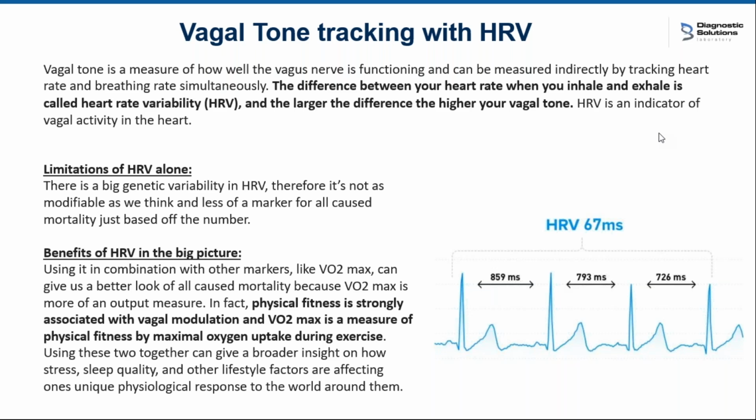And it can be measured indirectly by tracking HRV, or heart rate and breathing rate simultaneously. So the difference between your heart rate when you inhale and exhale is called heart rate variability. And the larger the difference, the higher your vagal tone. So we can use HRV to give us insight.